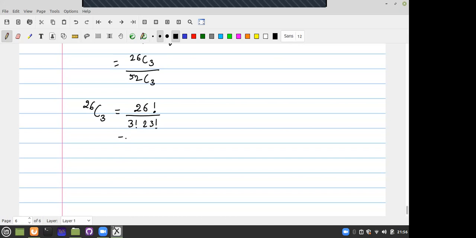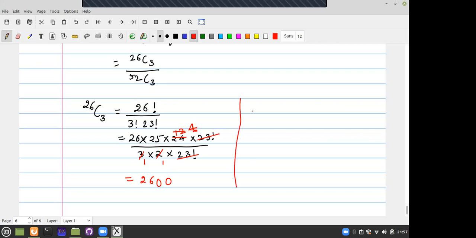Yes, sir. This one we will open till 23 factorial. So 26 into 25 into 24, and this is 3 into 2, and this is 23 factorial once again, and this will get cancelled. 2 ones are 2, 12s are 12, 3 ones are 3, 3 4s are 12. Finally it is 2600.